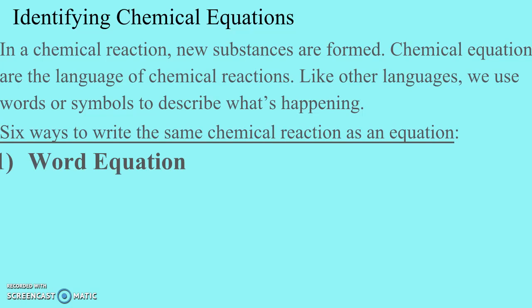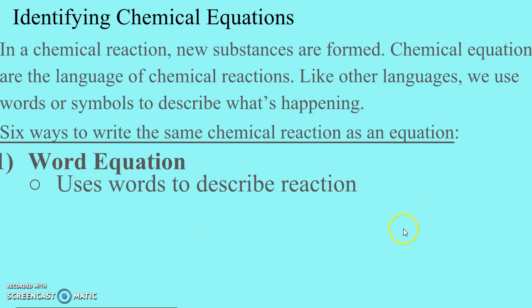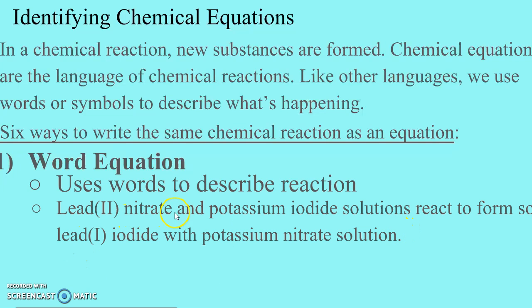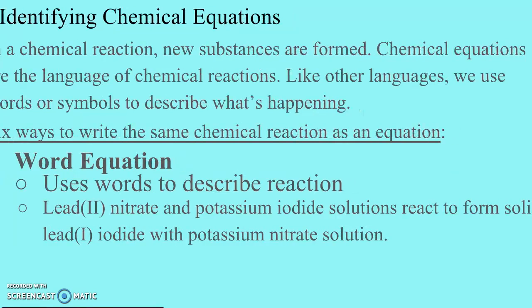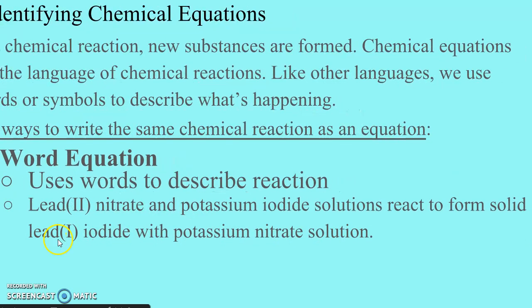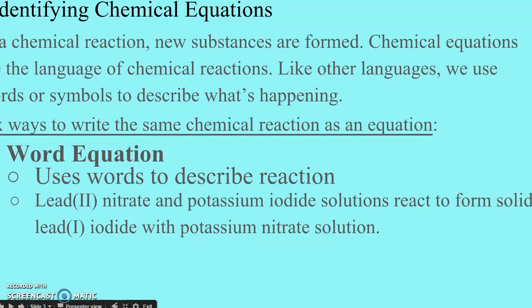The first one would be in words. So you literally just write it out in words. It uses words to describe the reaction. Like lead 2 nitrate and potassium iodide solutions, so that tells you that they're both liquids, react to form solid lead 1 iodide with potassium nitrate solution. So it tells you that the lead 1 iodide is a solid and the potassium nitrate is a liquid. And all you would do is just write out the chemical symbols for that.